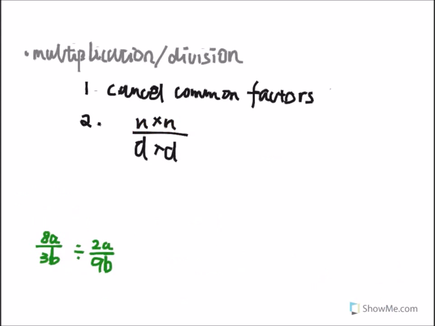Next, look at multiplication first. There are 2 steps. First of all, you cancel out the common factors between the numerator and the denominator, and then you simply multiply the numerator with the numerator and the denominator with the denominator.